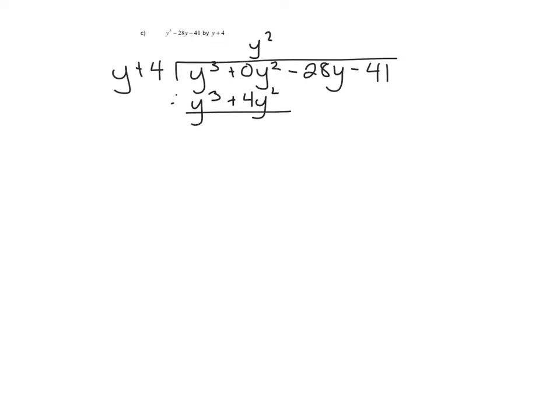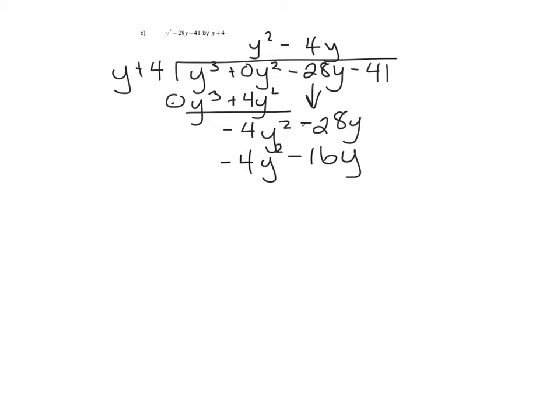Subtract. End up getting negative 4y squared. Bring this down. Hopefully you're kind of working or thinking ahead of me now. What multiplies with y to give me negative 4y squared? And I end up getting negative 4y. And I end up multiplying that out like I've done before.